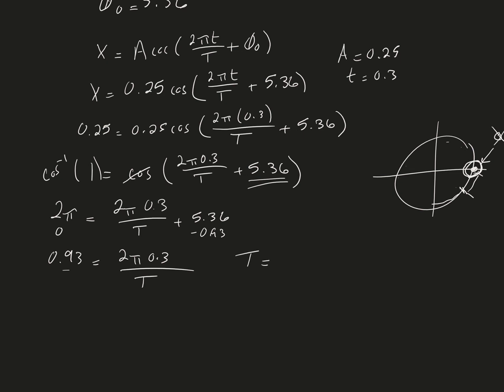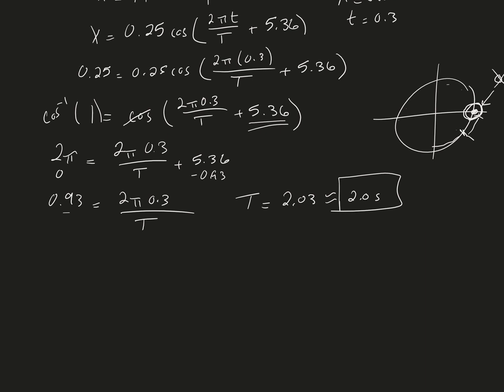And then to solve the rest of the way for the period, I simply multiply by the period and divide by 0.93. When I do that, I get the period to be about 2.03 seconds. I'm going to go ahead and approximate that as about 2 seconds. I know 2.03 is a little bit more accurate, but I'm going to use 2 seconds because it's going to help me graph this a little bit more easily.